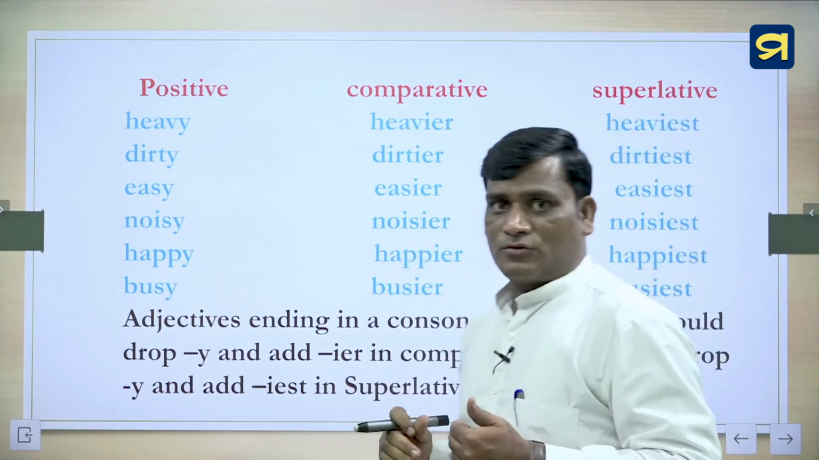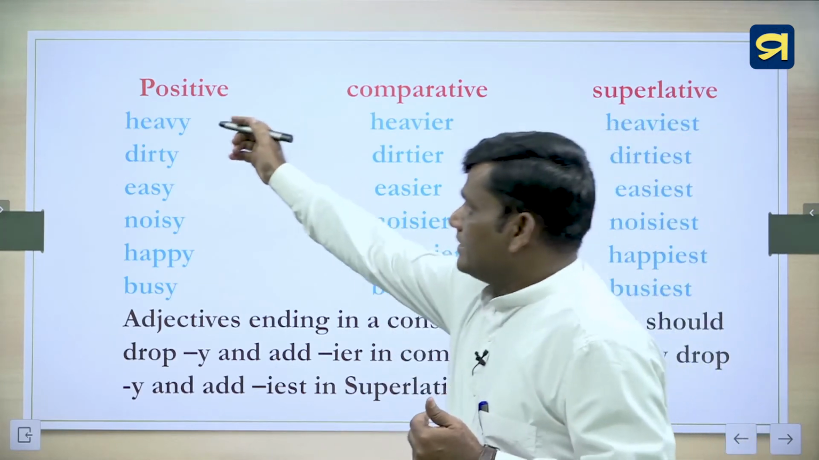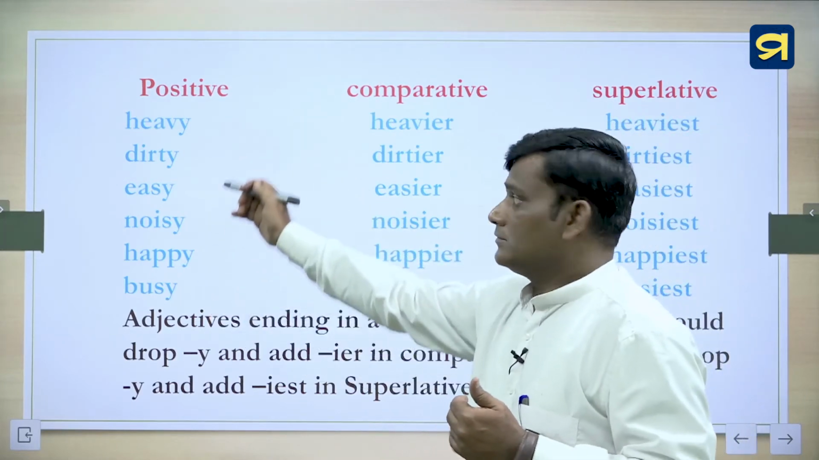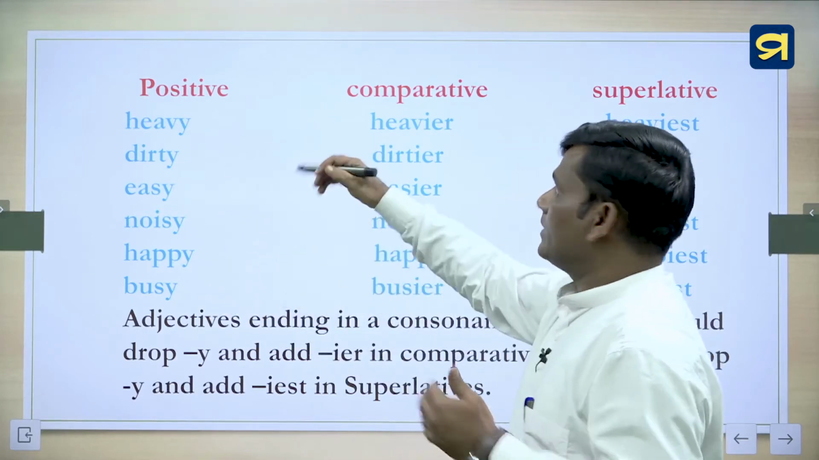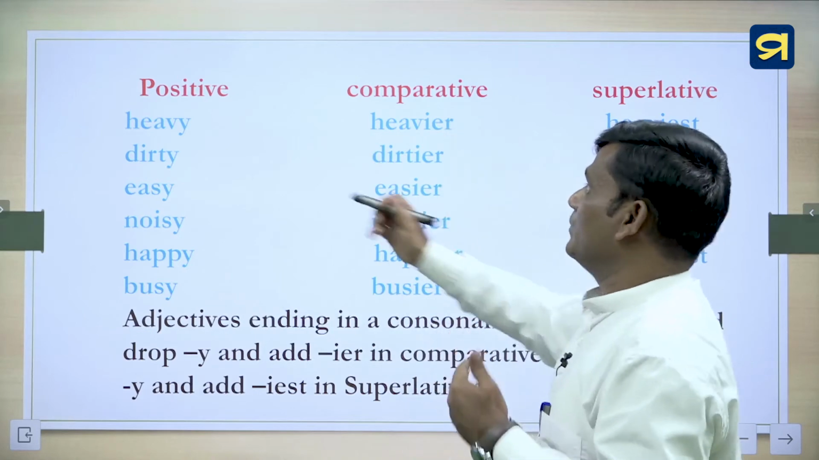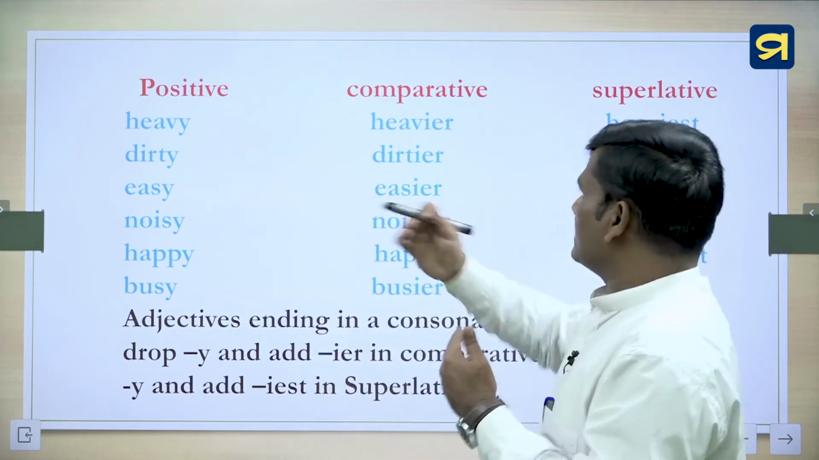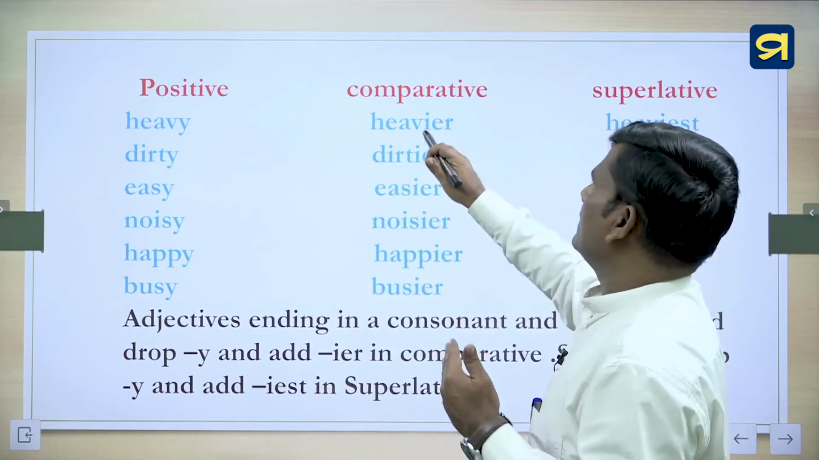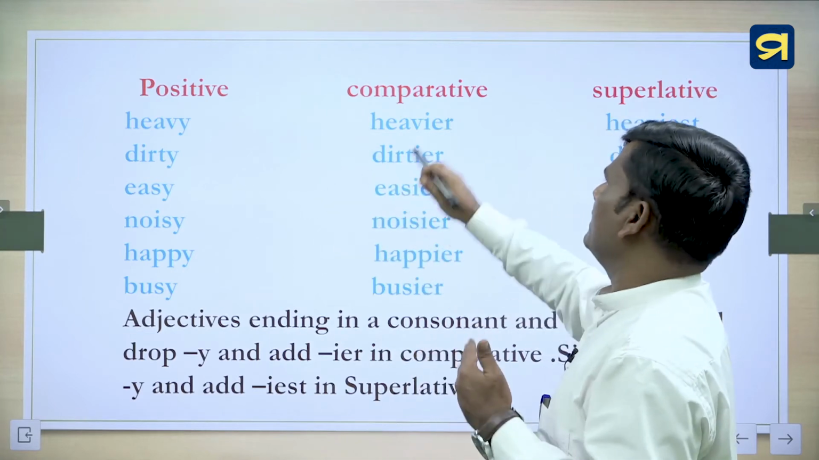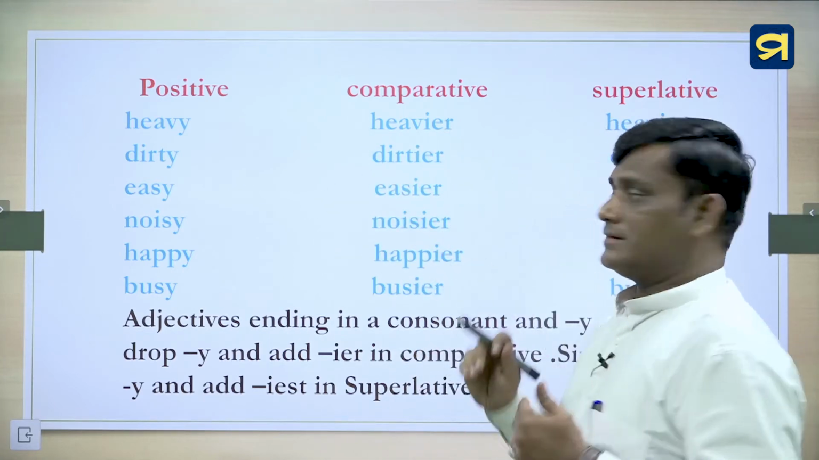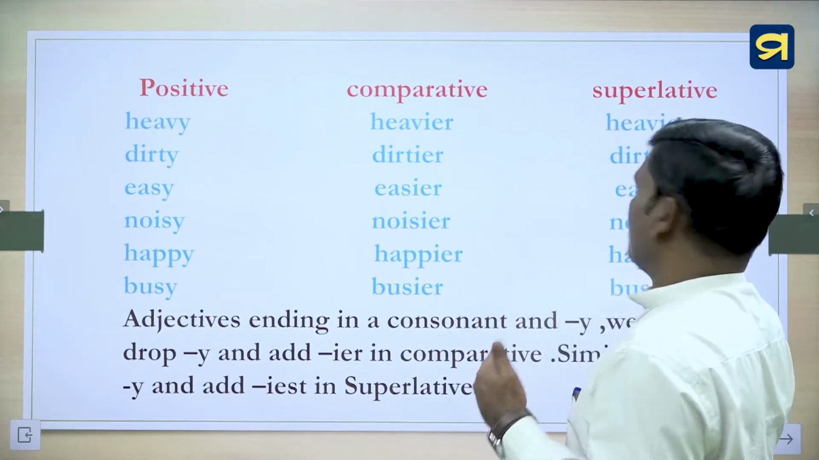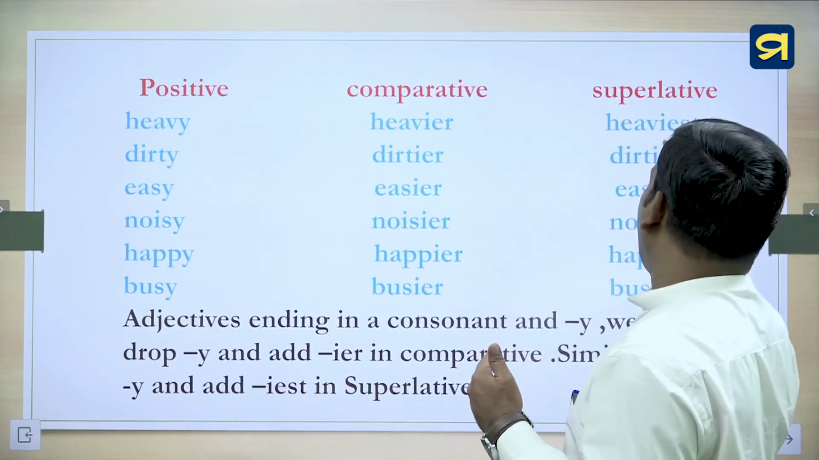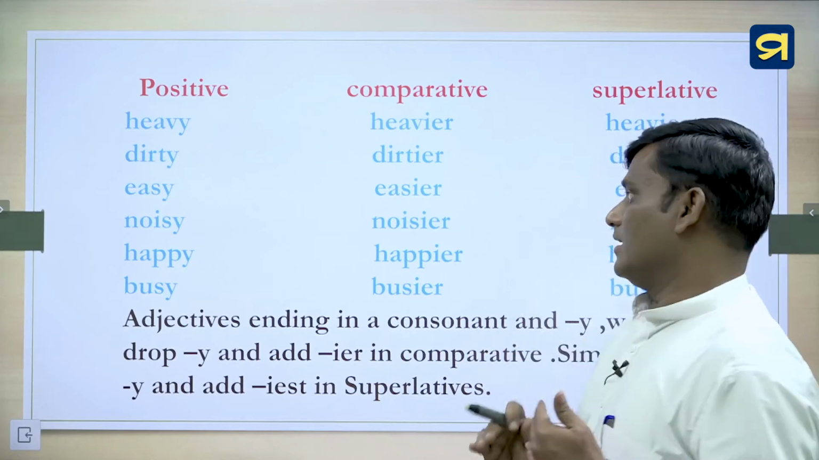Then again, some rules here. The adjectives that end with Y. The positive degree ends with Y, for example heavy, but when it changes to comparative, Y is deleted. In the place of Y, IER is added. Similarly, in the superlative degree, in the place of Y, IEST is added.